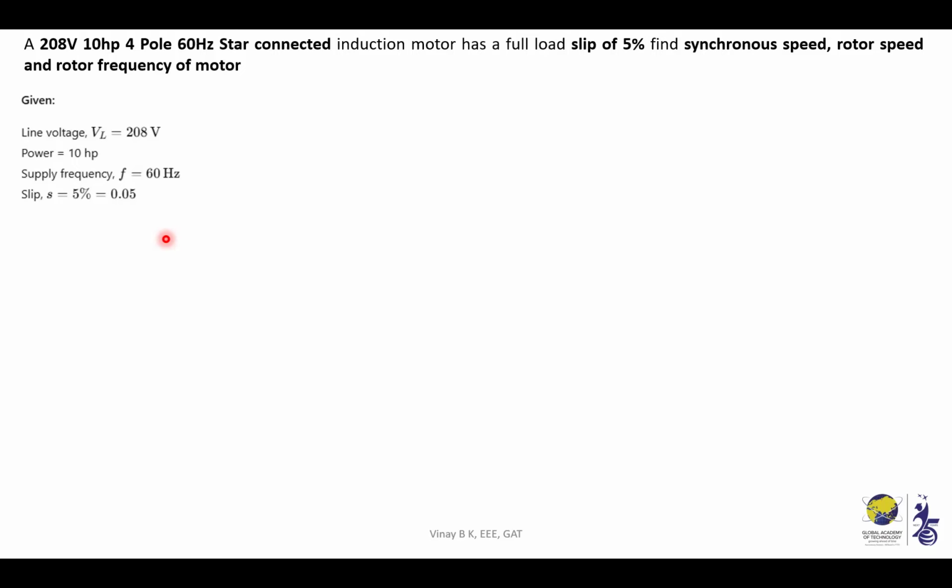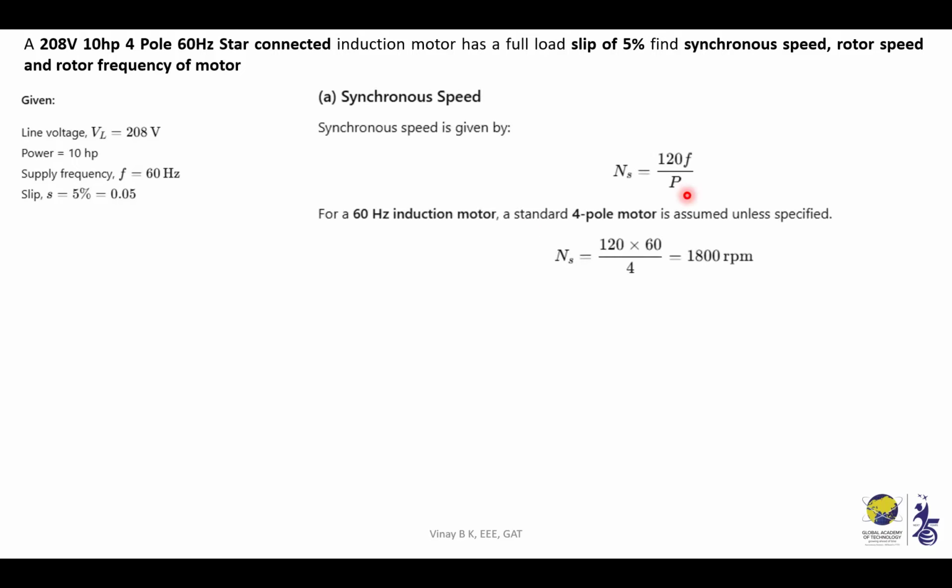Synchronous speed is given by 120 F divided by P. We know the value of frequency and poles, that is 60 and 4. Substituting, we get 120 into 60 divided by 4, that is 1800 RPM. Similarly, to find the rotor speed, N is given by Ns into 1 minus S. Ns we just calculated as 1800 RPM, S we know is 0.05. So we get rotor speed as 1710 RPM.